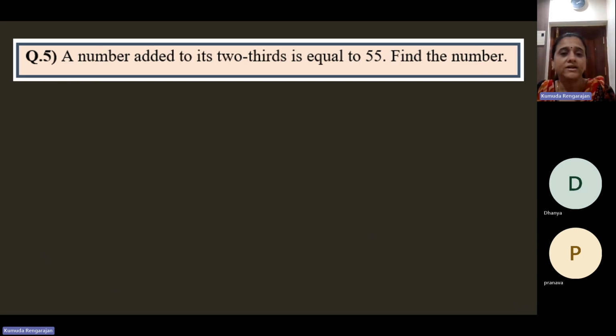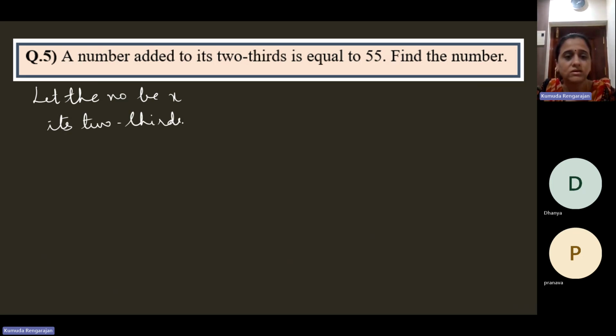A number added to its 2/3 is equal to 55. A number added to its 2/3. So let the number be x. It's 2/3. 2/3 is equal to 2 by 3 into x, or 2x by 3.